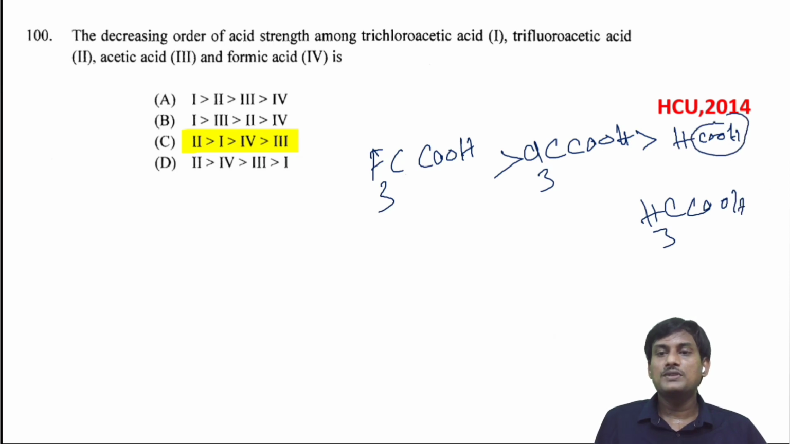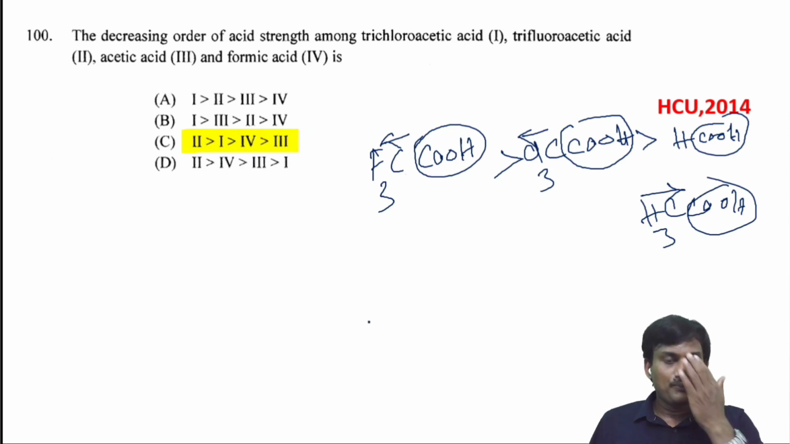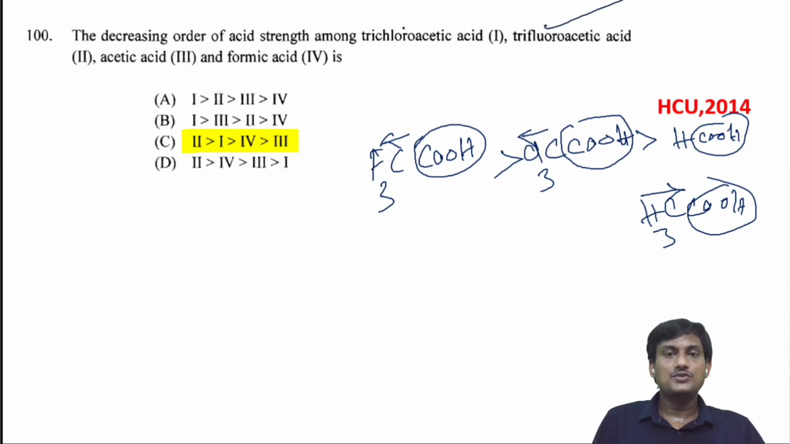Suppose if we compare the groups which are attached with COOH. Here the hydrogen is neither releasing nor withdrawing, but this one is electron releasing. So this one releases electrons, decreasing acidity. This one withdraws electrons. This one also withdraws electrons. So they increase the acidity of the COOH group. What is the order? Trifluoro. Next is trichloro. Next is formic acid. Least one is acetic acid.